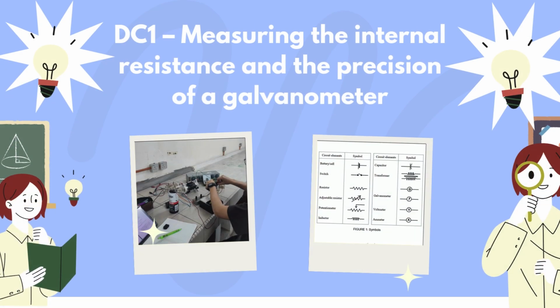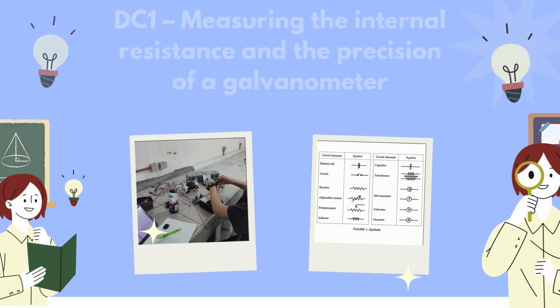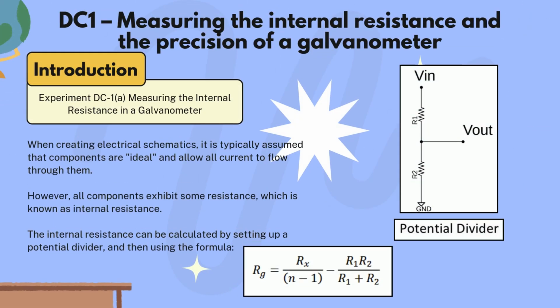The second experiment is known as DC1, measuring the internal resistance and the precision of a galvanometer. This experiment is actually composed of four different parts, from DC1A all the way to DC1D. The first part is known as measuring the internal resistance in a galvanometer.